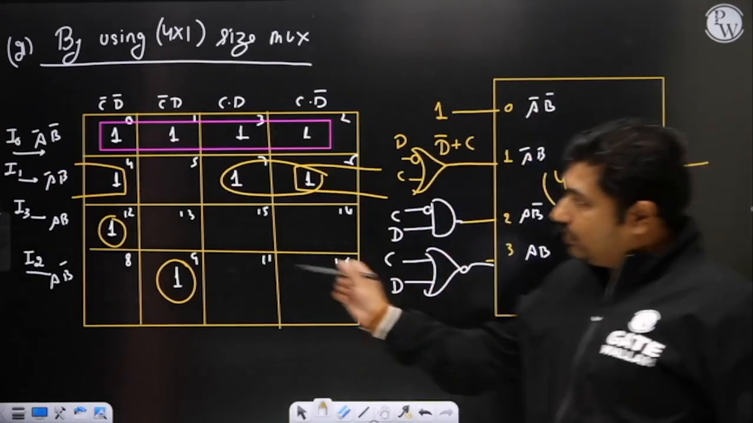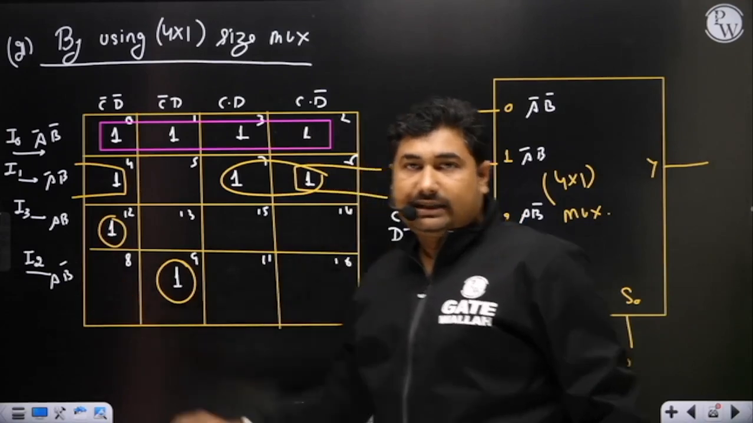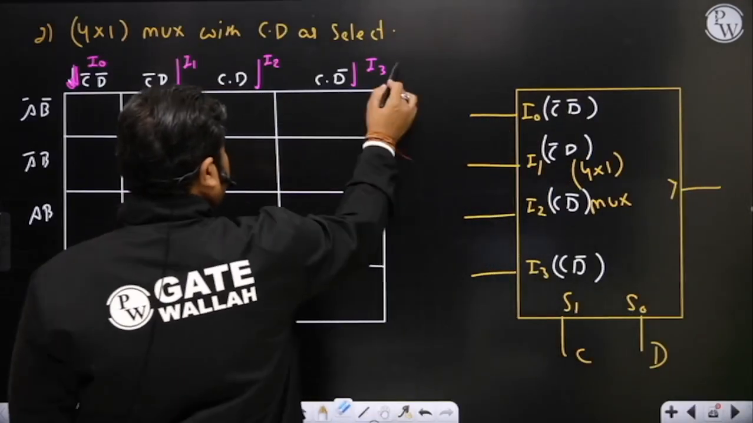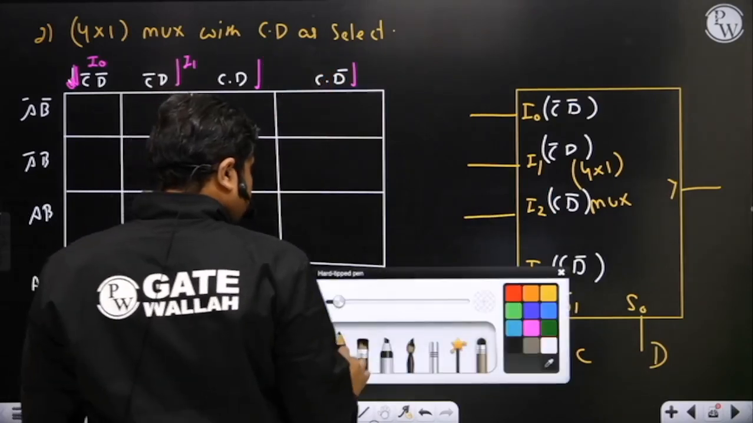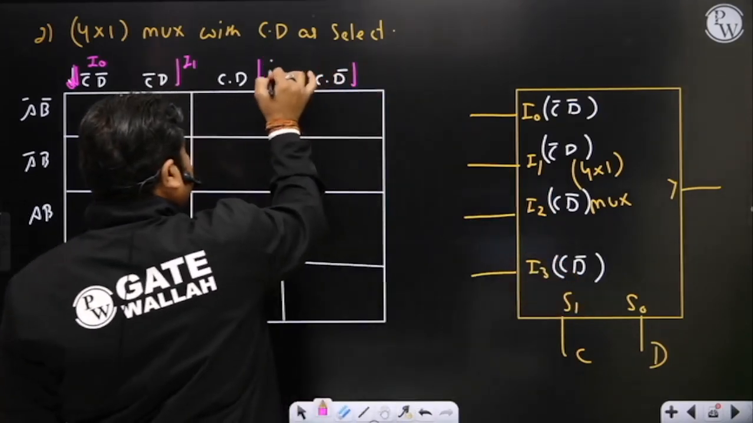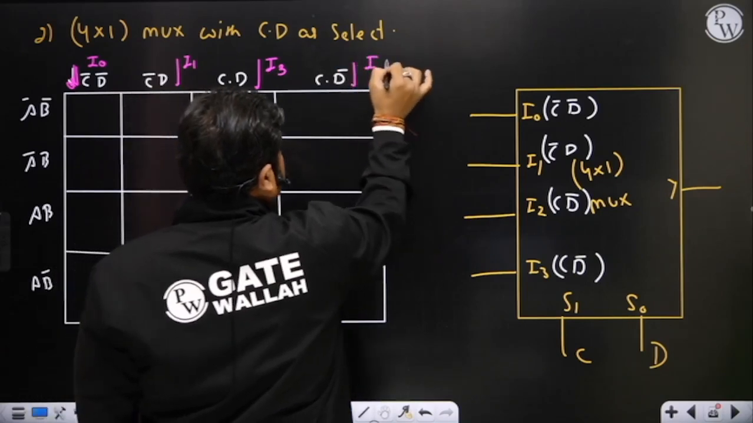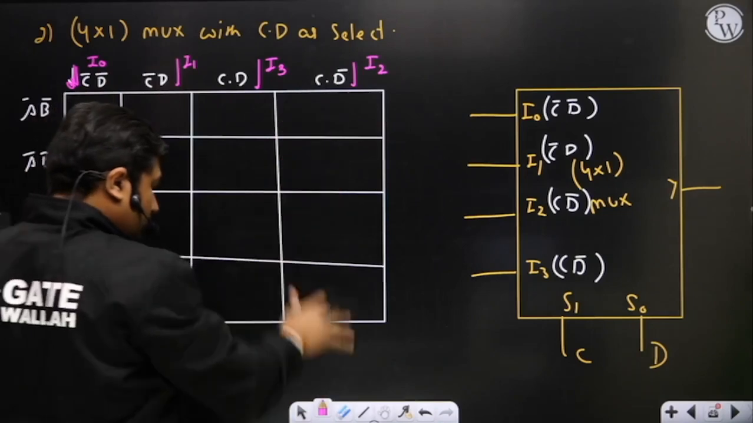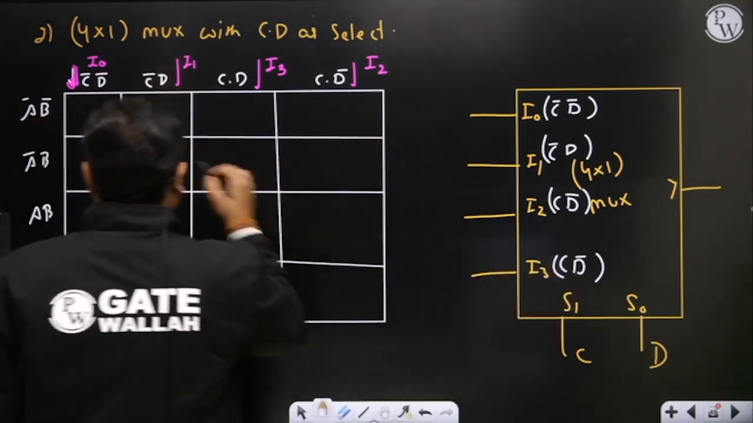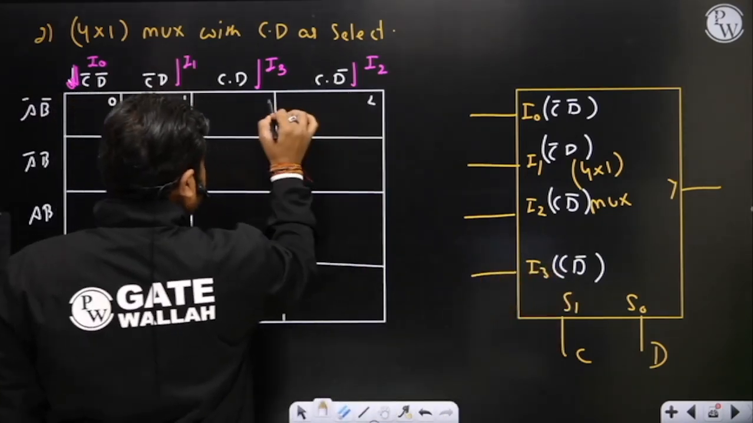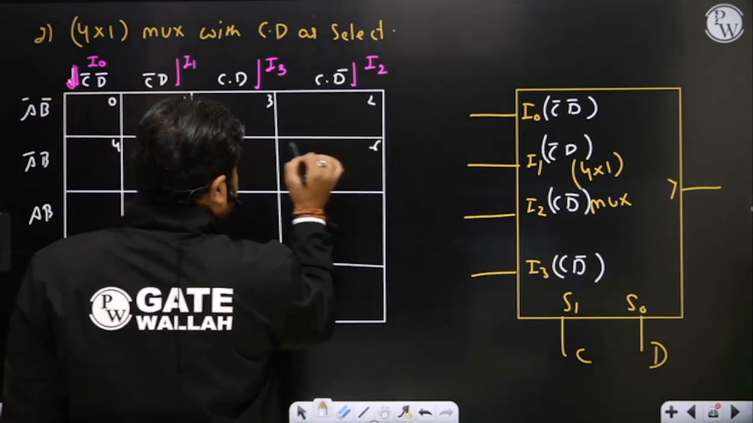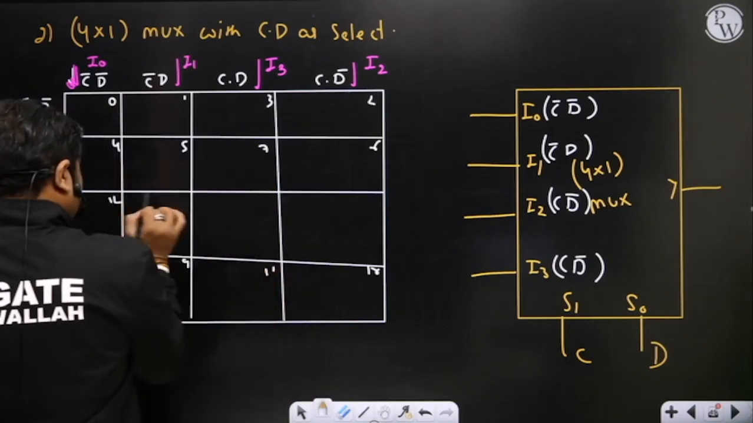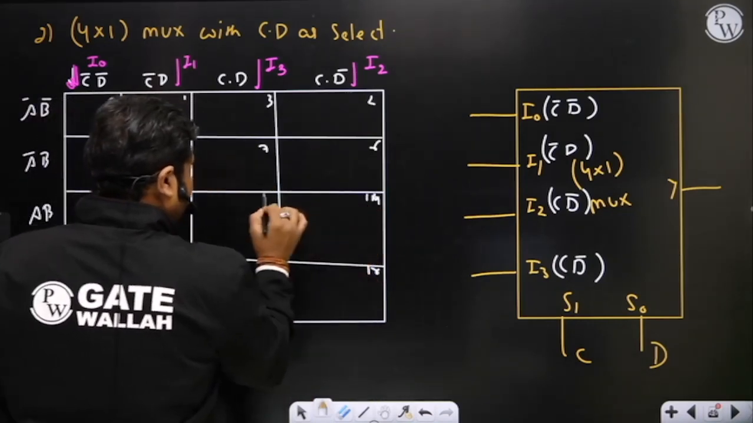You need to focus on the function available onto the I3 pin. Now please observe here. So we have I1 pin, I2 pin. This is the major possibility of error that most students make. So hoping now everything is clear. 0, 1, 2, 3, 4, 5, 6, 7, 8, 9, 10, 11, 12, 13, 14, 15.